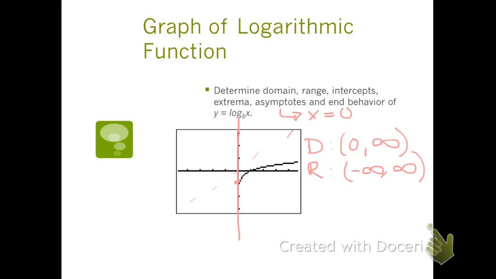Asymptotes we covered. Intercepts, we have an x-intercept. So if we have log base b of x equals 0, in exponential form, that's b to the 0 equals x. Well, anything to the 0th is 1, so we get an x-intercept at 1.